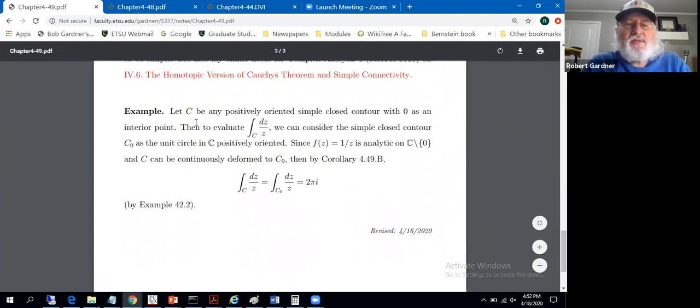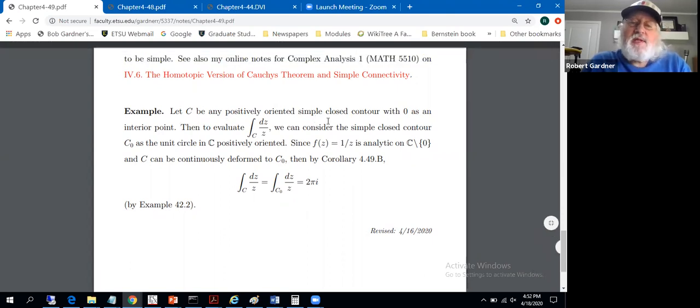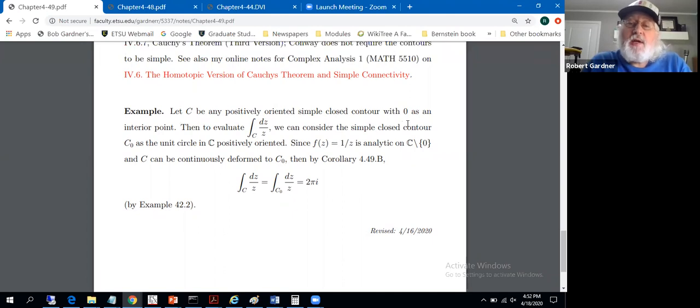Let's look at C as an example. Any positively oriented, counterclockwise, simple closed contour that goes around 0, with 0 as an interior point. It could be a unit circle, positively oriented, for example. We're going to evaluate the integral over C of 1 over z dz. We've done this before.